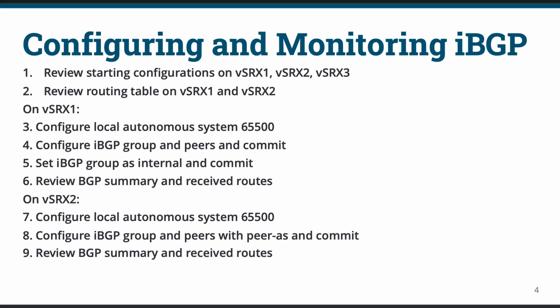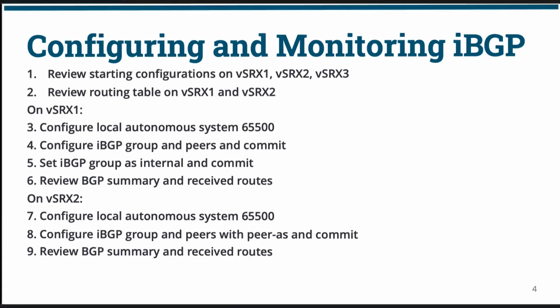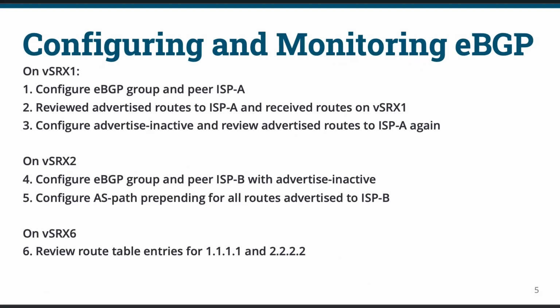Next, we'll move on to configuring and monitoring eBGP. As for the configuration and monitoring of eBGP sessions, we'll start off on VSRX1 and configure our peering session with ISP-A. Recall that the primary purpose of this eBGP peering is to advertise our enterprise public servers, 1.1.1.1 and 2.2.2.2, to the Internet. Once configured, we'll review the advertised routes and find that we're not yet advertising these routes.